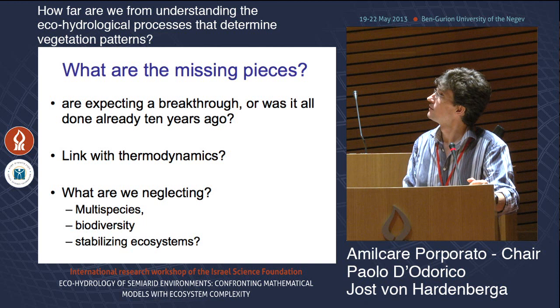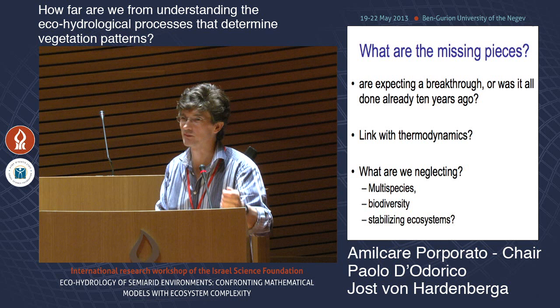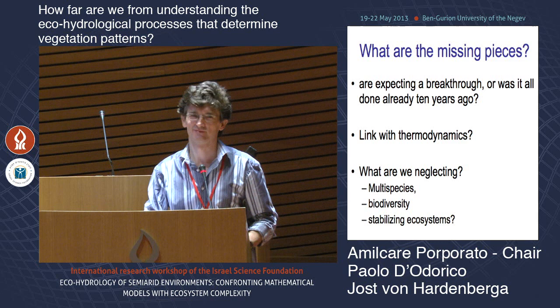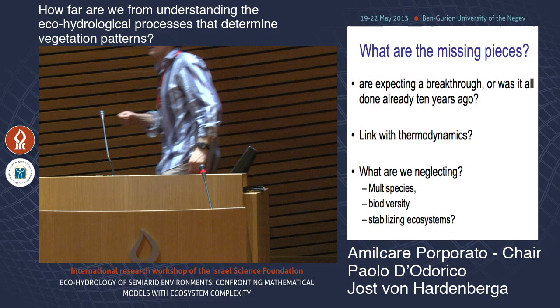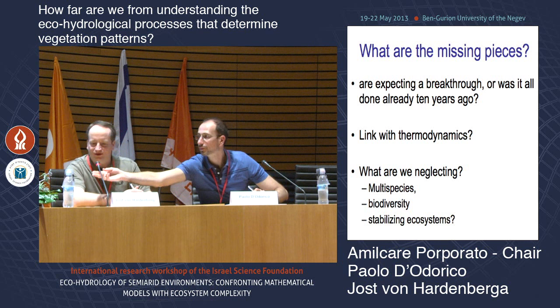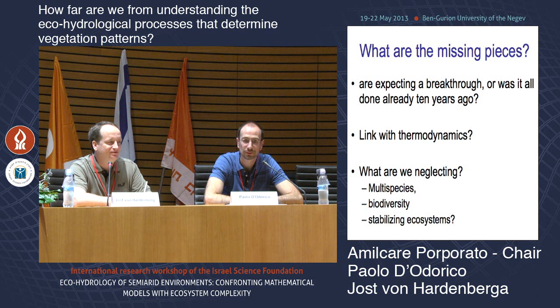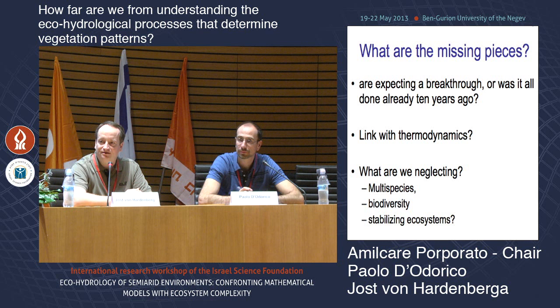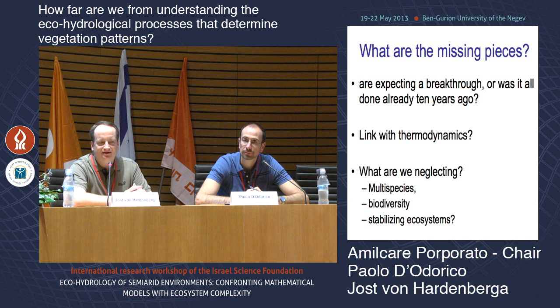I think Paolo and Jost will help me stir you and start the discussion. Of course we cannot discuss all these points together, but I believe one of the most important ones is where Milker started. We have seen yesterday many examples of different mechanisms by which you can develop these vegetation patterns. And the real problem for us is the universality of these patterns. They emerge from these systems.